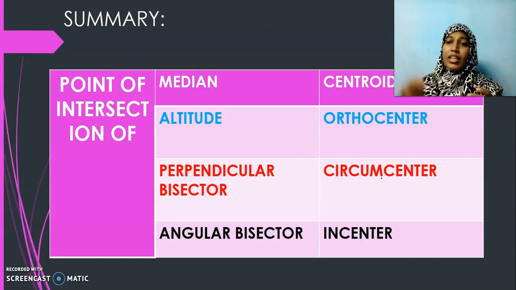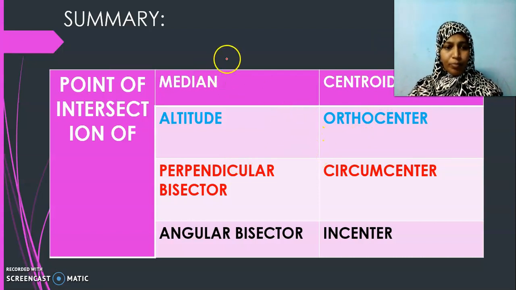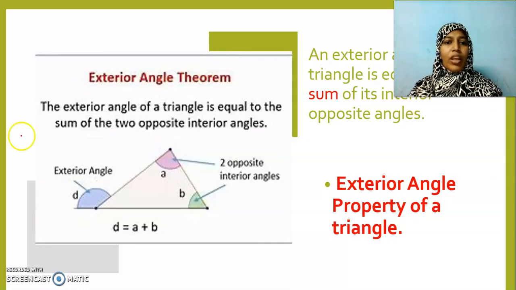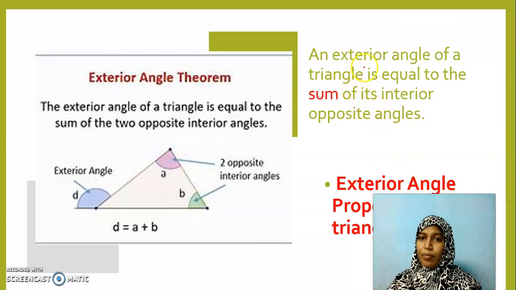Incircle will be lying inside the triangle, touching all the sides of a triangle. You should be very careful with all these 6 words. Then what else did we start with in this triangle chapter? First thing we learnt about the exterior angle property of a triangle. What is the exterior angle property? You should be thorough with the statement also.